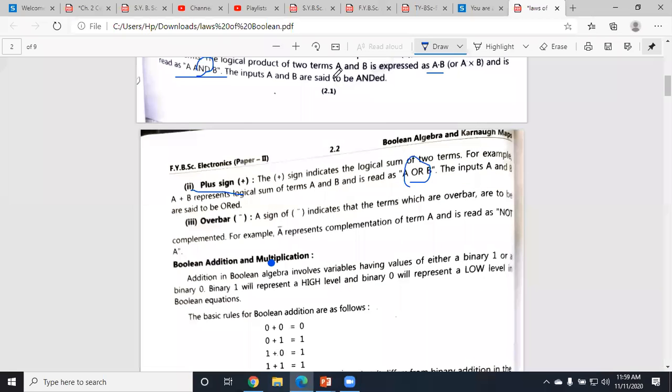Here, what do we say? The inputs A and B are said to be ANDed. Right. Here, inputs A and B are said to be ORed. Correct.